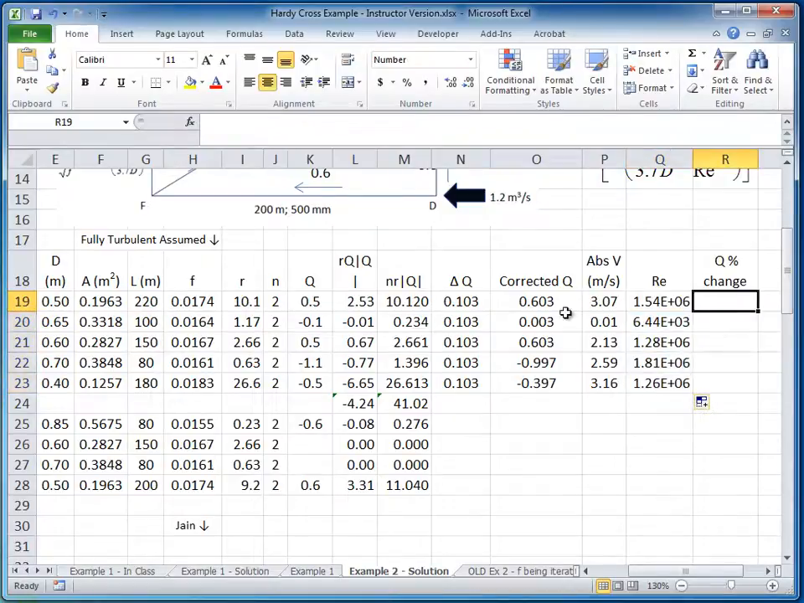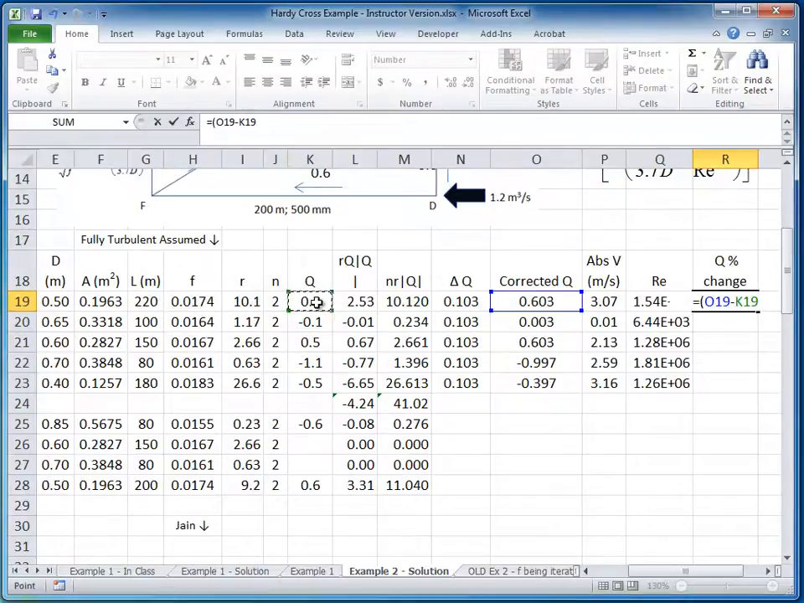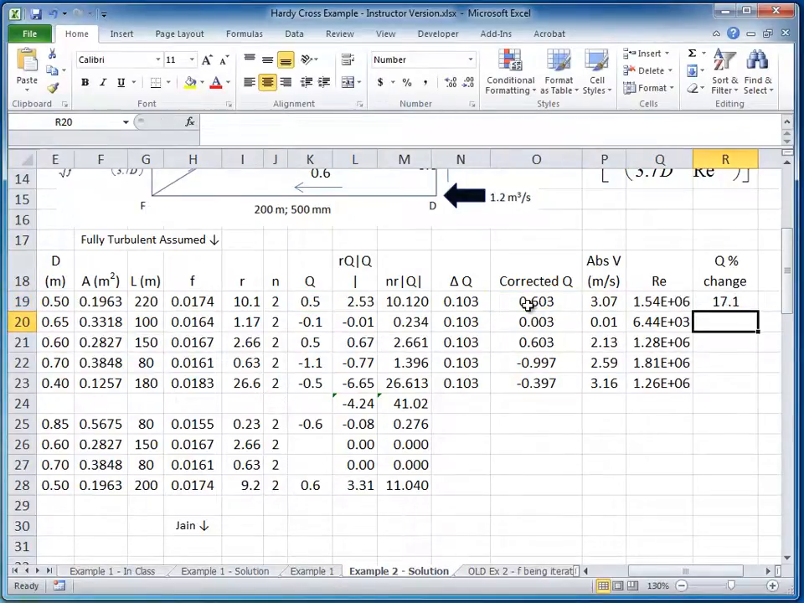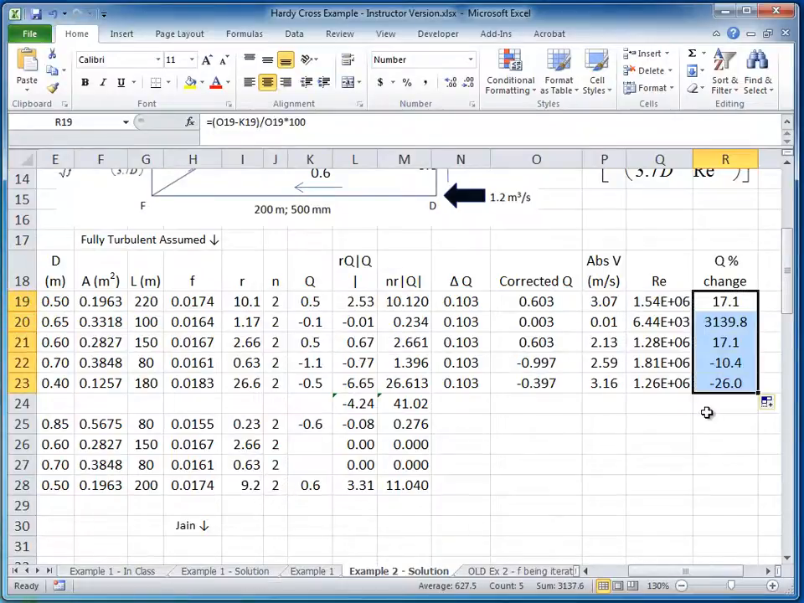And the Q change is I'm just looking at this guess Q compared to the corrected Q. And so I'm going to say it is the new version of the Q minus the old one divided by the new one times 100 to give it in terms of a percentage. All right, and this gives me an idea of how close to convergence my solution is. The answer is not close yet.